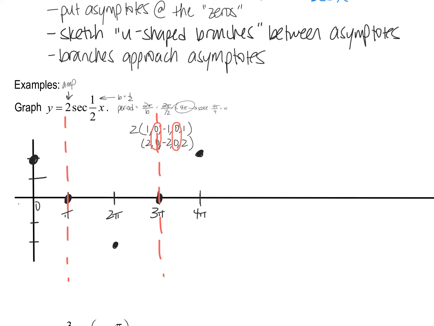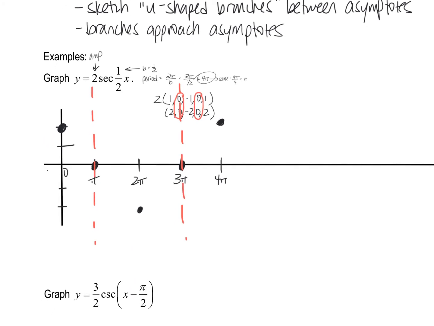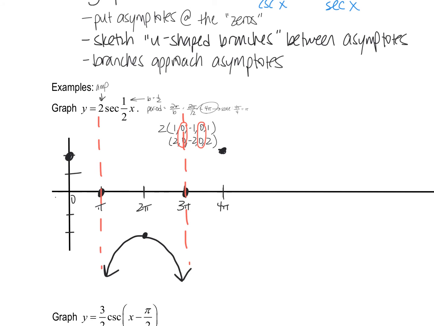Okay, next thing, the third thing says to sketch U-shaped branches in between the asymptotes. So here is where, instead of drawing the normal cosine graph, what I'm going to do is sketch these U-shaped branches, which look like parabolas, where the dots are. This one goes this way, this one goes this way. And this represents one period, you guys. If I were to continue this, because you guys know that this continues forever, but the distance between 0 and 4 pi is just one period, aka the 5 dots are accounted for.